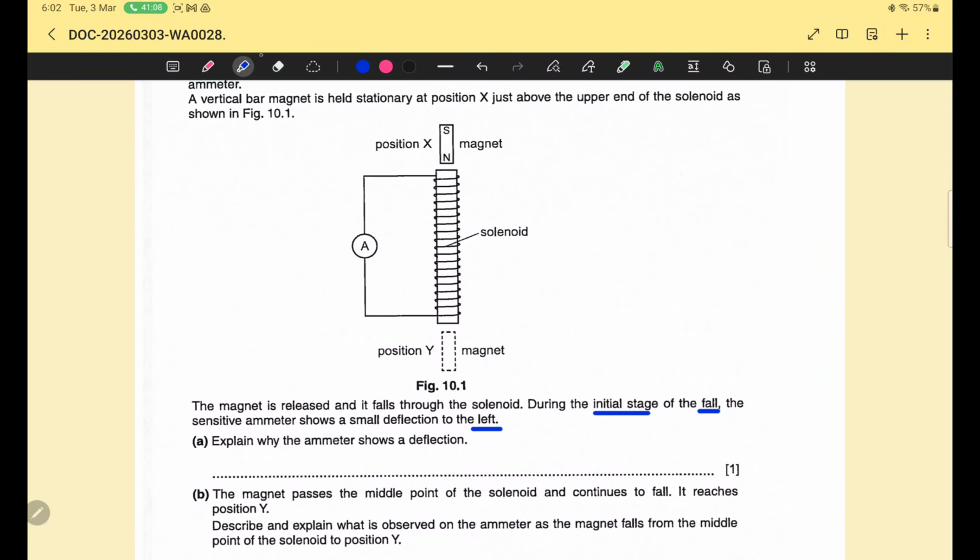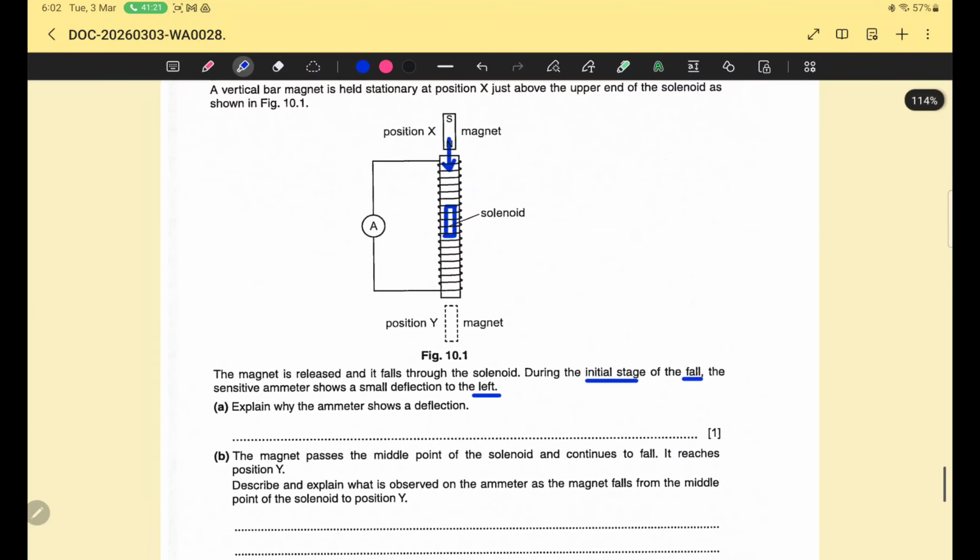Describe and explain what is observed on the ammeter as the magnet falls from the middle point of the solenoid to the position Y. Pavitra, can you answer me? When the bar magnet enters, the deflection is towards the left side. But when the bar magnet crosses the middle point, what is observed on the ammeter? Pavitra, can you answer? Navya, can you answer?